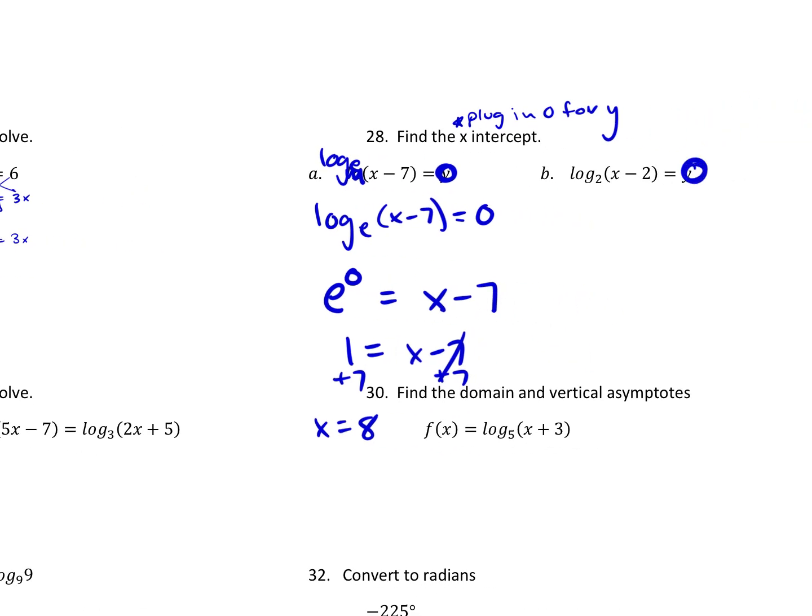Same thing with B. Make y 0 when we find the x-intercept. Put it into exponential form. 2 to the power of 0 equals x minus 2. Same.